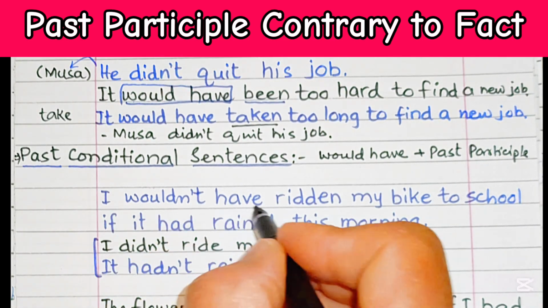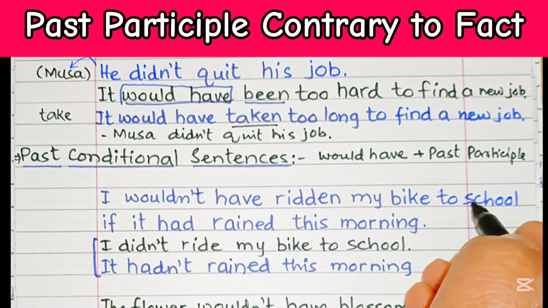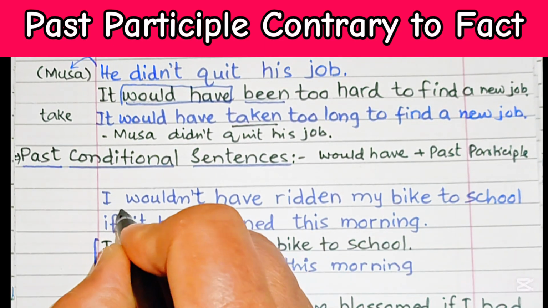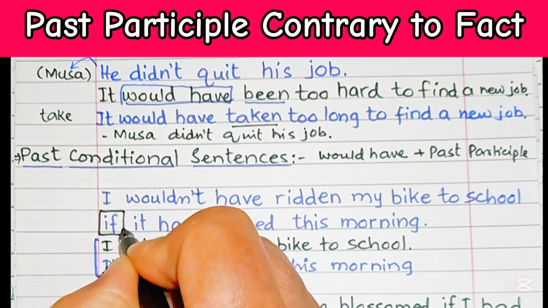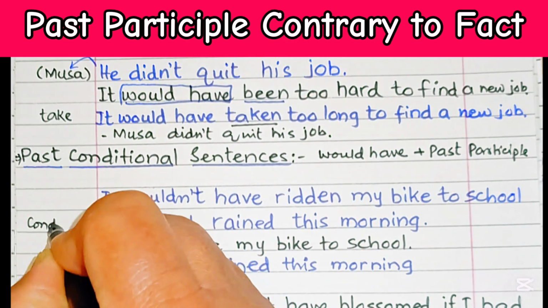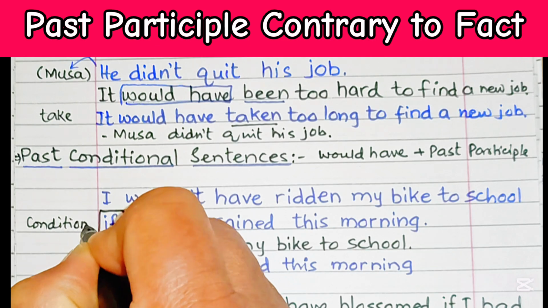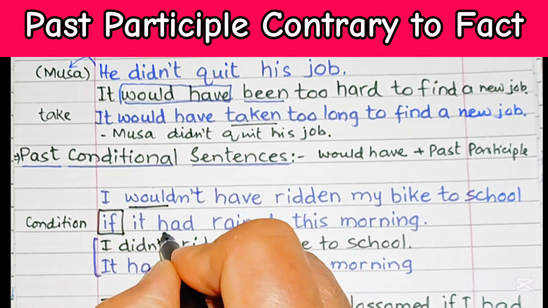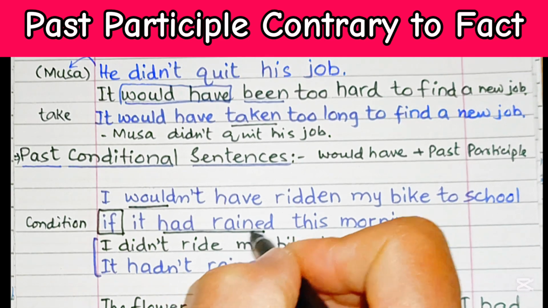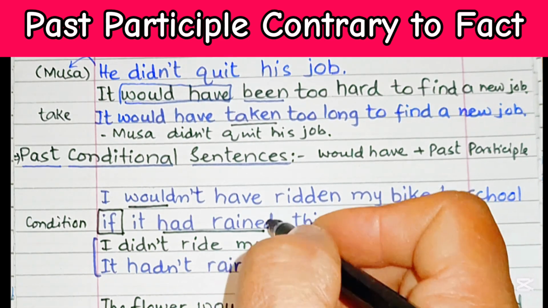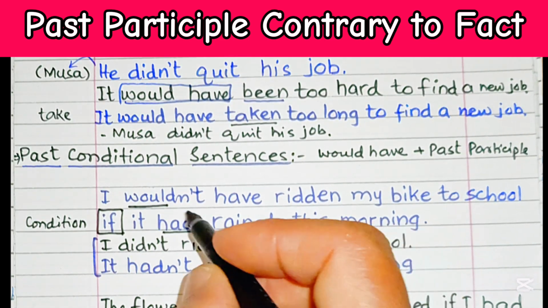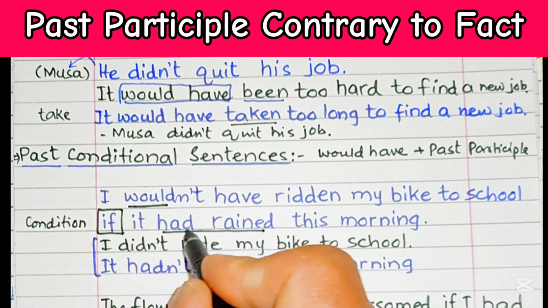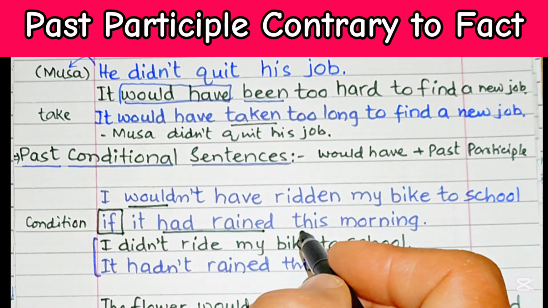I wouldn't have ridden my bike to school if it had rained this morning. So over here the word if shows the condition, and this condition is in past because would and had rained, these are actually past forms of the verb. So I wouldn't have ridden my bike to school if it had rained this morning.